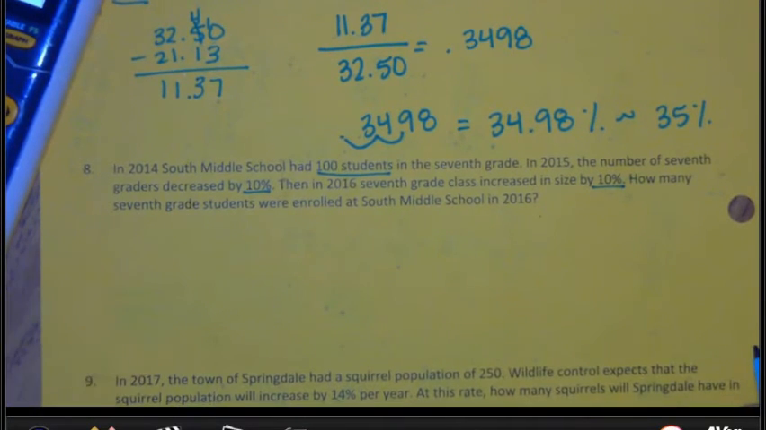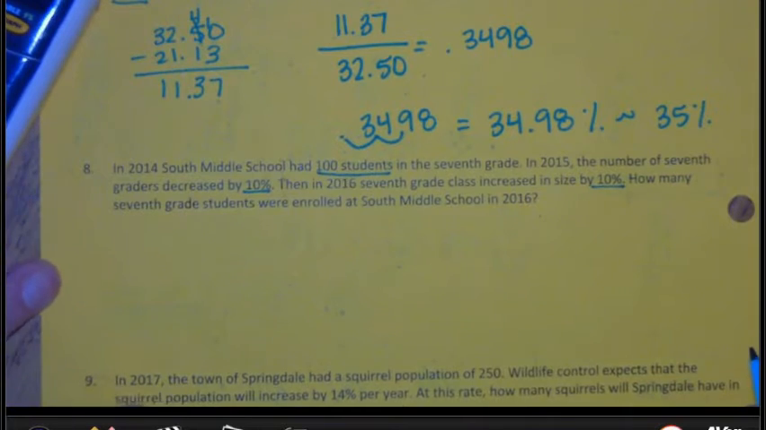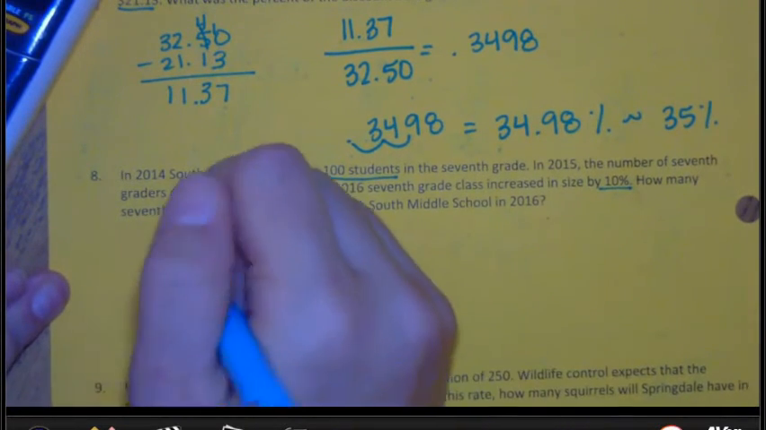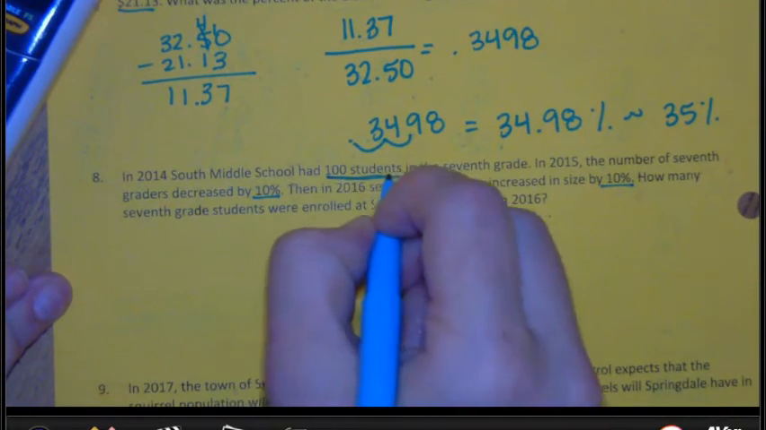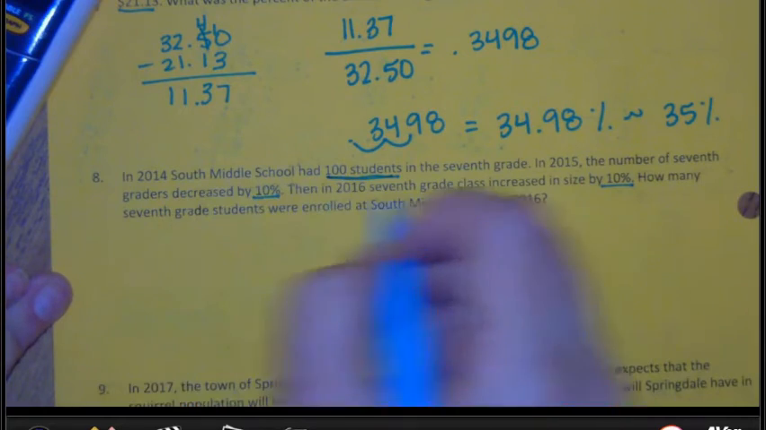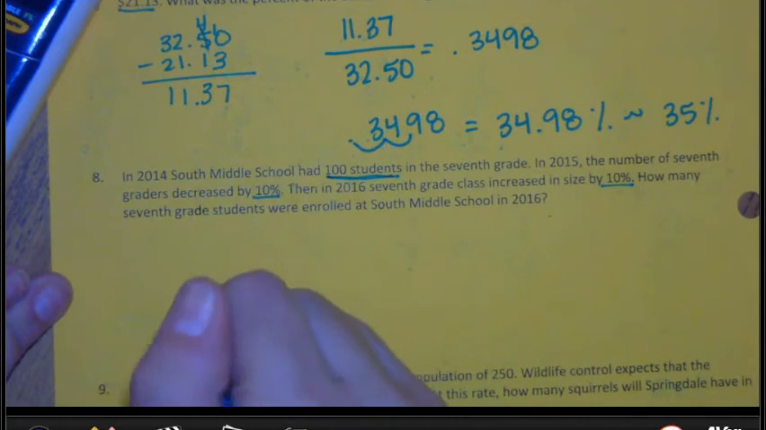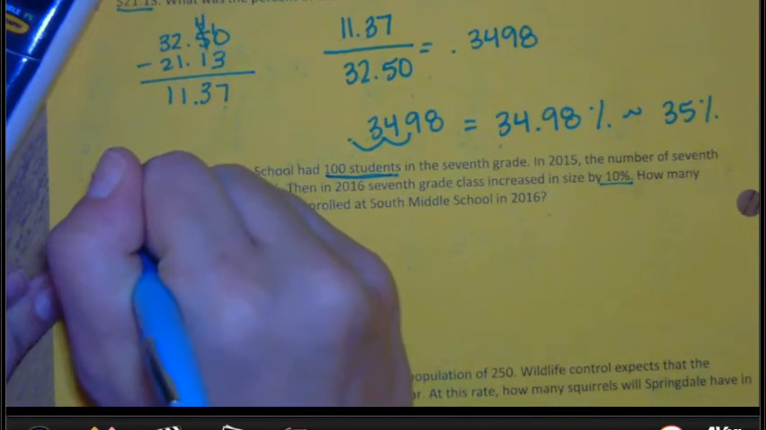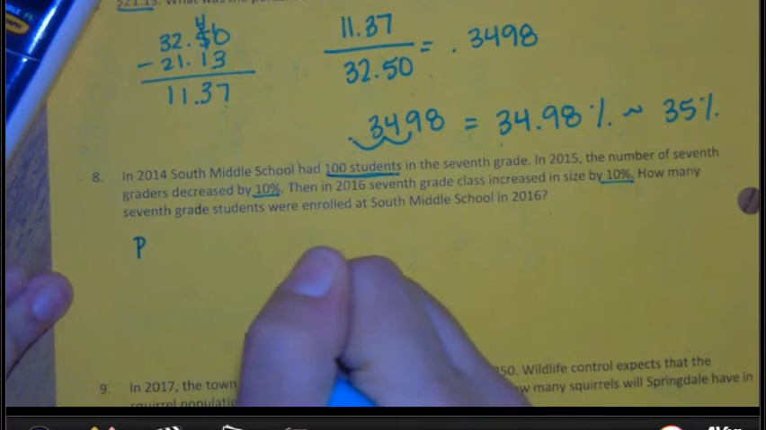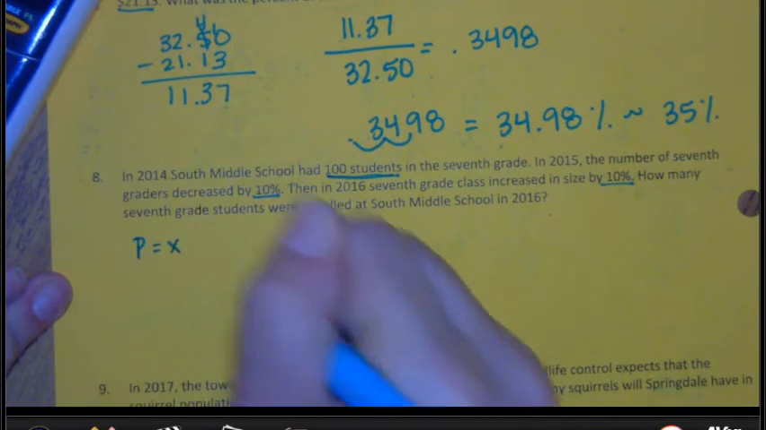Okay, we've got to do plenty of different work here. All right, so let's get to work. So in 2014, I know my total, and then by 2015, it decreased. So that means it went down. So that means I need to find what percent, or what is 10% of 100.